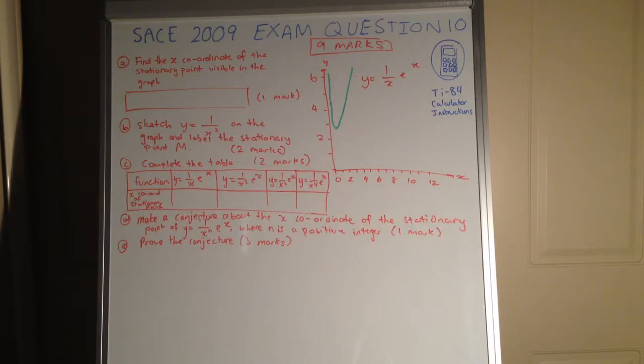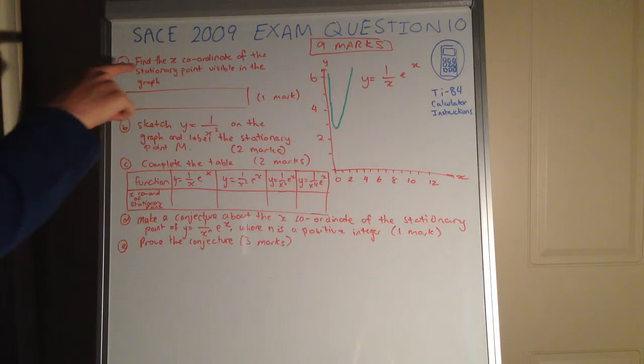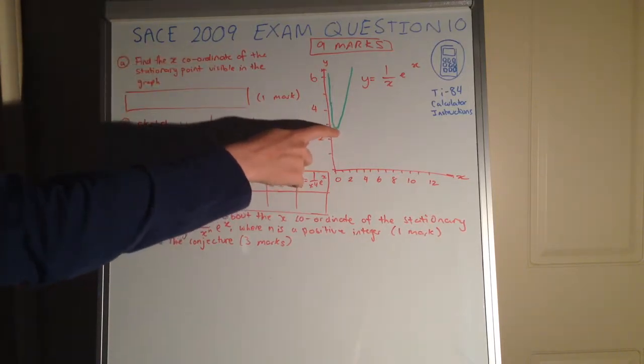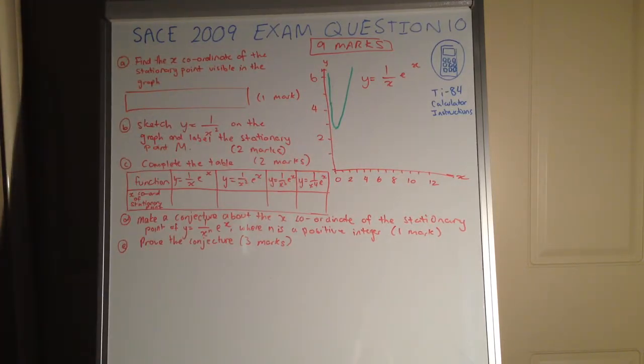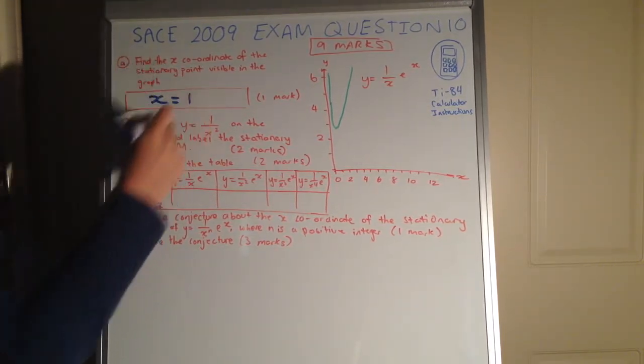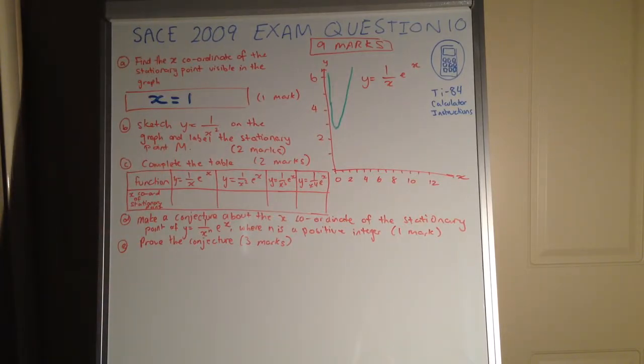So as we can see there, the actual x-coordinate of the stationary point, which of course is this minimum here, which you can see on the actual graph, what you actually found on the TI-84, is actually 1. So we write x equals 1. That's the x-coordinate of the stationary point visible on the graph there. So that's a really easy 1-mark question. Again, you could probably even read it off the exam paper, but it's always good to double check, especially if checking only takes you a couple seconds to plug in the function and use a minimum function there.